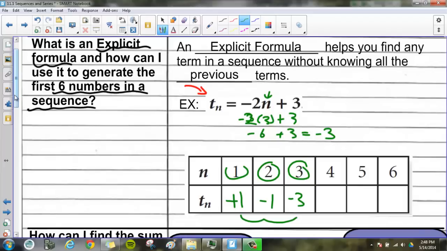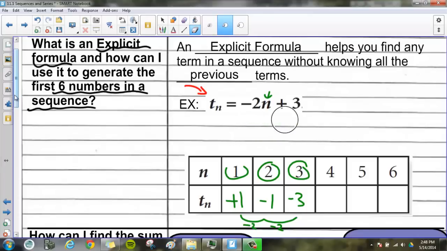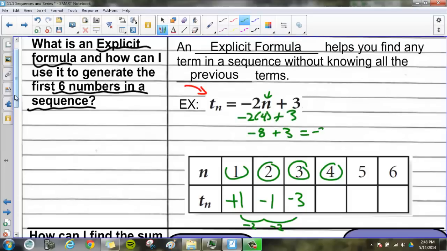Looks like this one's going down by 2, minus 2. This one's going down by 2. Well, let's see if this one goes down by 2, and if it does, I'm guessing that's the pattern. We can just figure out the next few from that. So let's put 4 in. We've got negative 2 times 4 plus 3, that's negative 8 plus 3, which is equal to negative 5. Negative 5 there. Oh, and it's going down by 2 again, yeah.